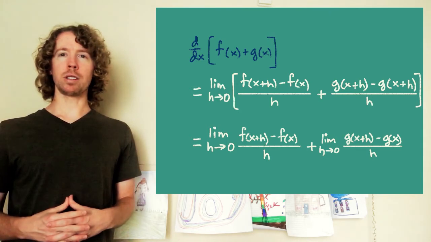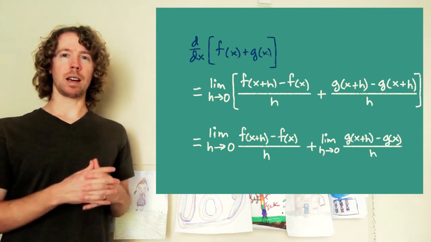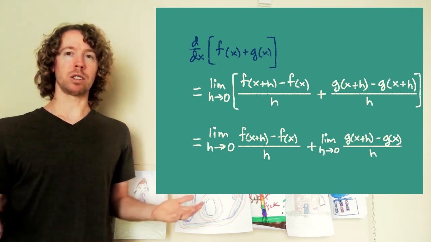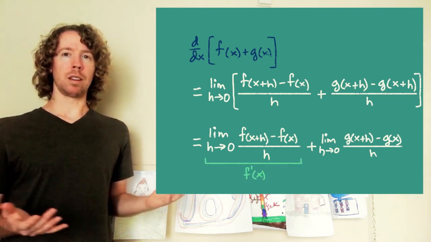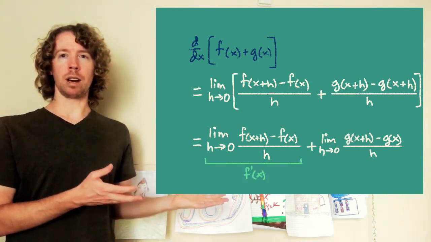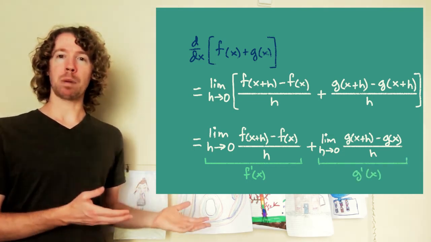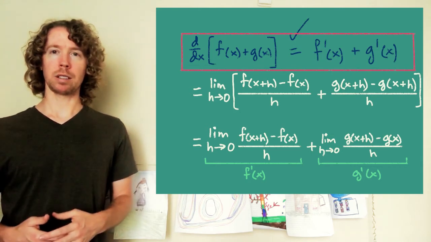And now you can see the limit as h goes to 0 of f of x plus h minus f of x over h is just f prime of x. And then in the other one, you have just the derivative of g. So you really do just get f prime of x plus g prime of x.